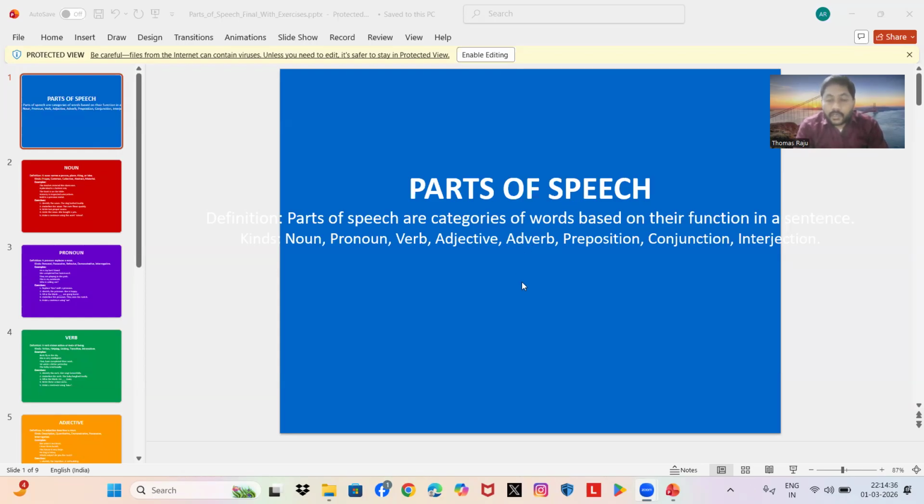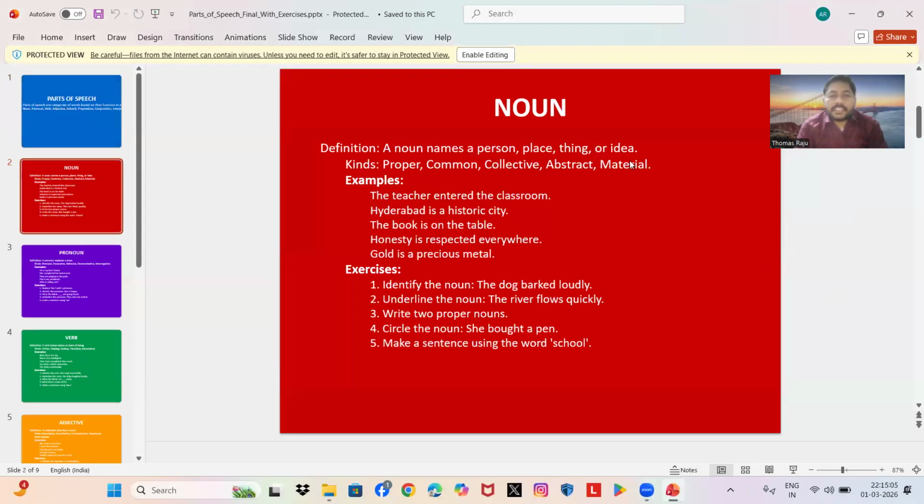So, how many parts of speech are there? As you all know, there are 8 parts of speech in English. What are they? Noun, pronoun, verb, adjective, adverb, preposition, conjunction, and interjection. So these are the 8 parts of speech in English. Now let us see one by one with examples and definitions.